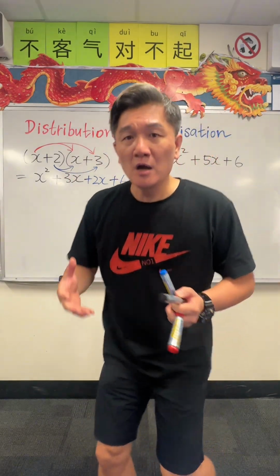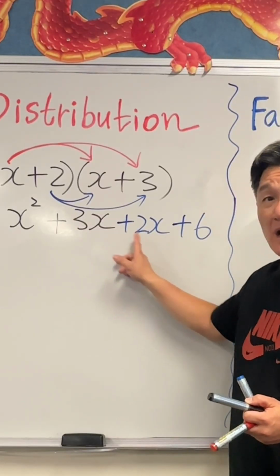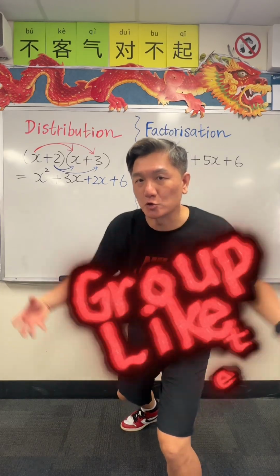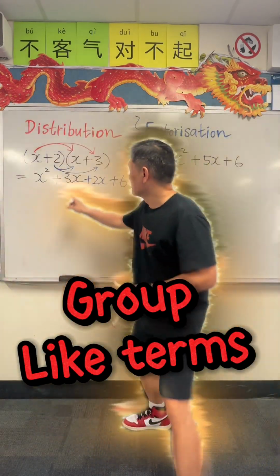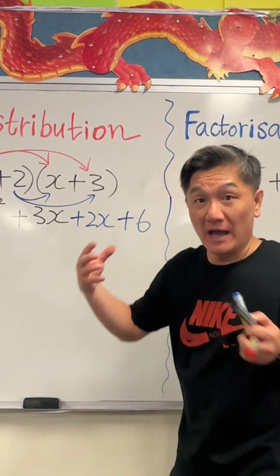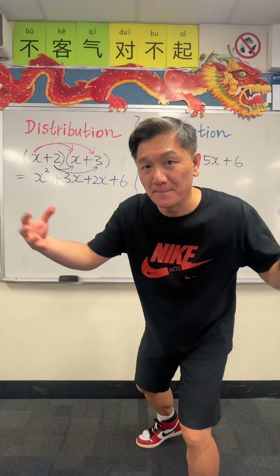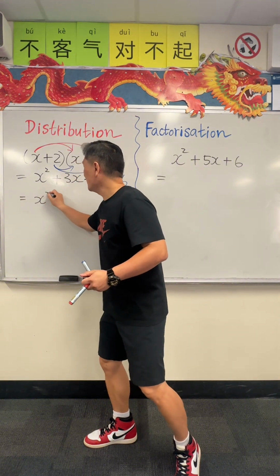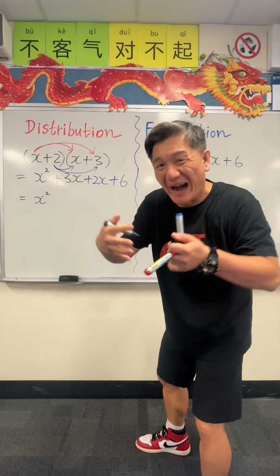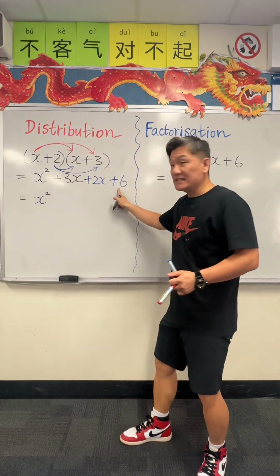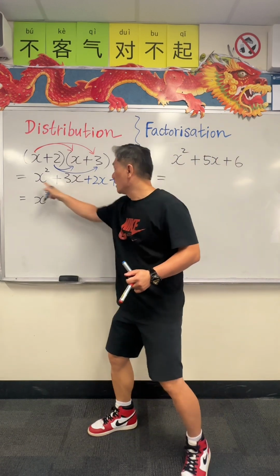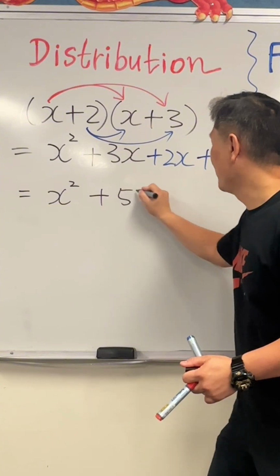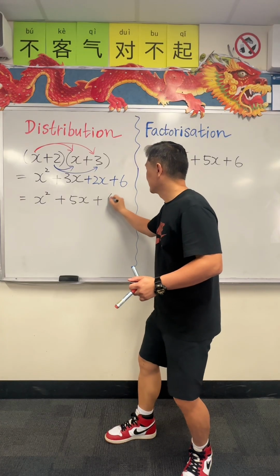In algebra, we don't want to leave things that are similar like this. We have to group them, right? Grouping the like terms. So 3x and 2x, they are like terms. We have to combine them. Let's add them together, right? X squared, there's no other x squared to combine with. There's only 6, so we can't do anything with these two. But these two, I can combine into 5x and plus 6.